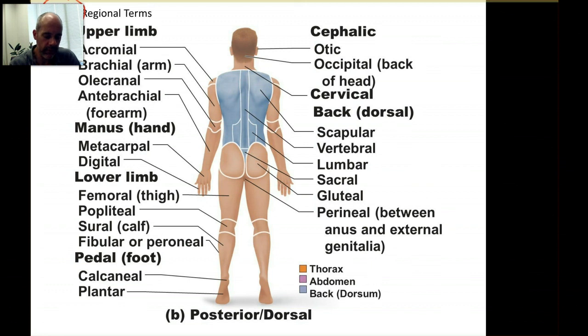Having trouble with my pen here. What's happening is the Wi-Fi drops out every once in a while, and I need Wi-Fi to be able to draw on the slides. And so I'm just going to forget drawing on the slides for now.